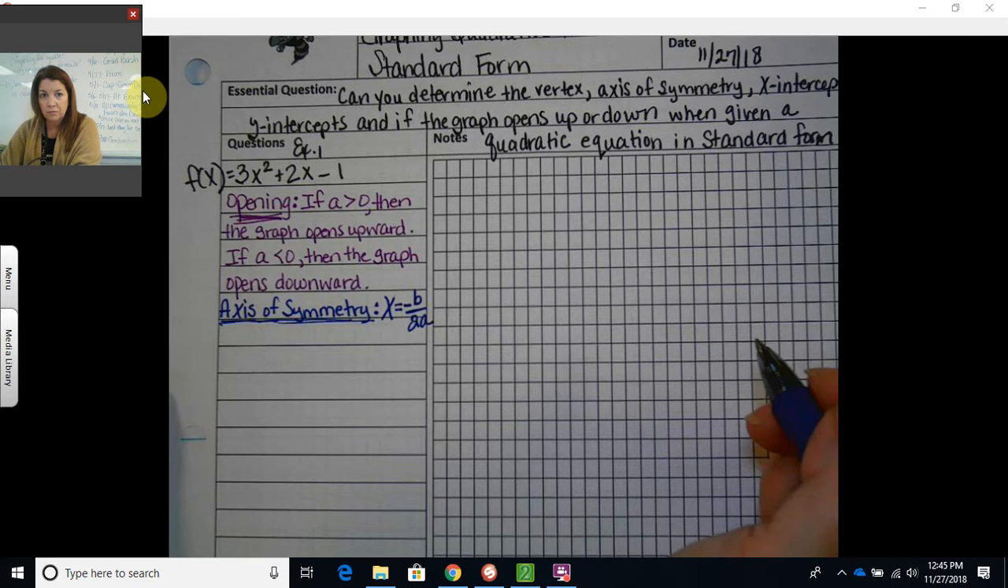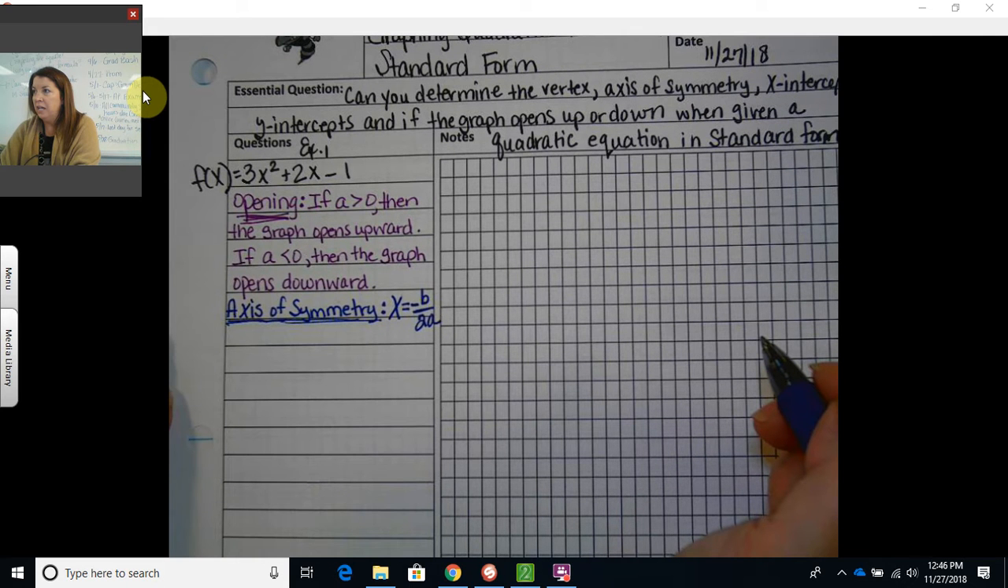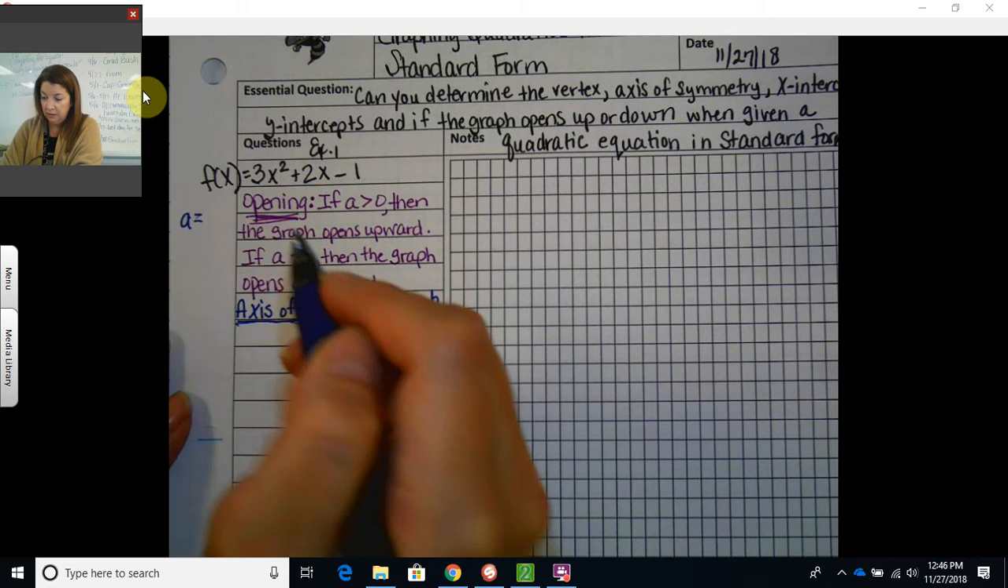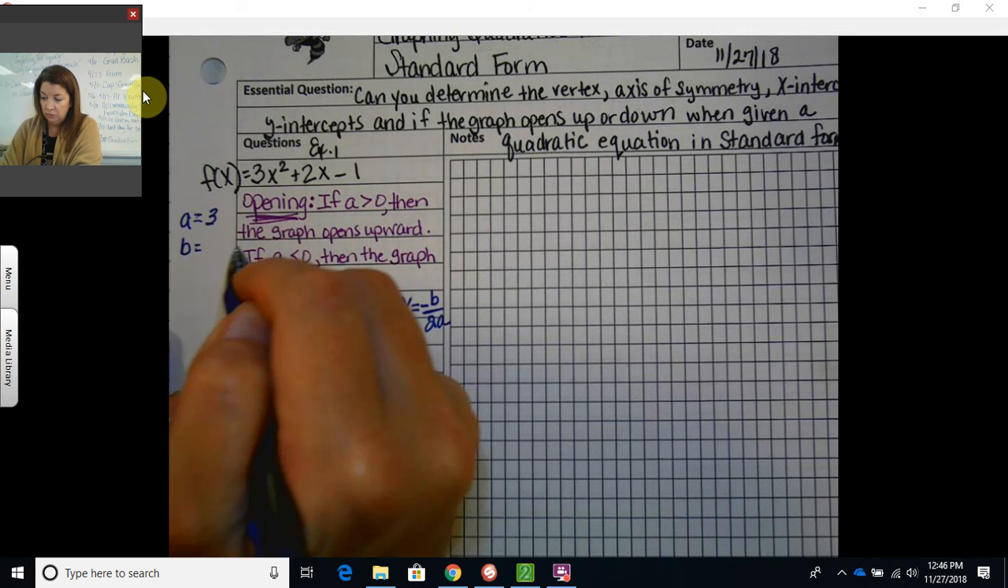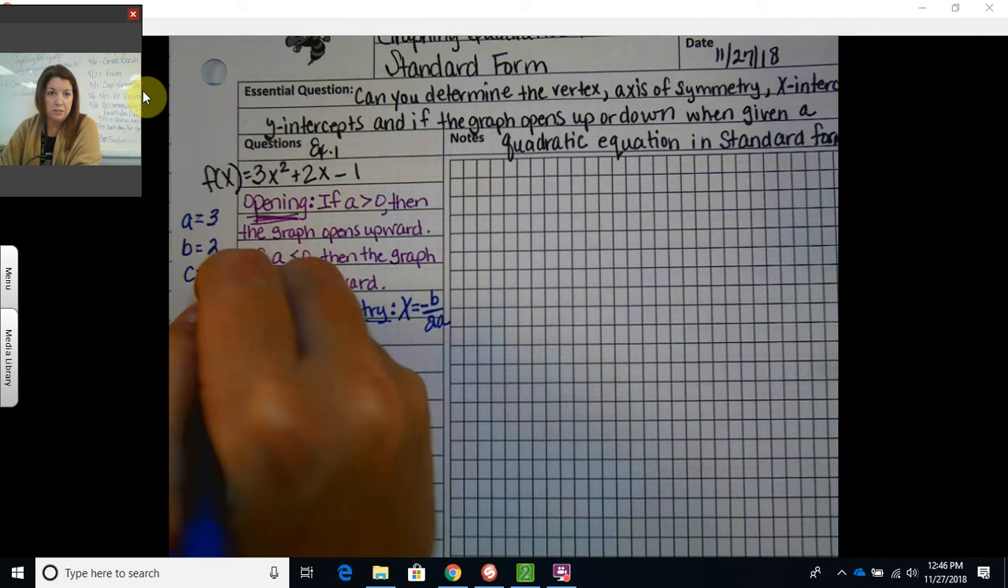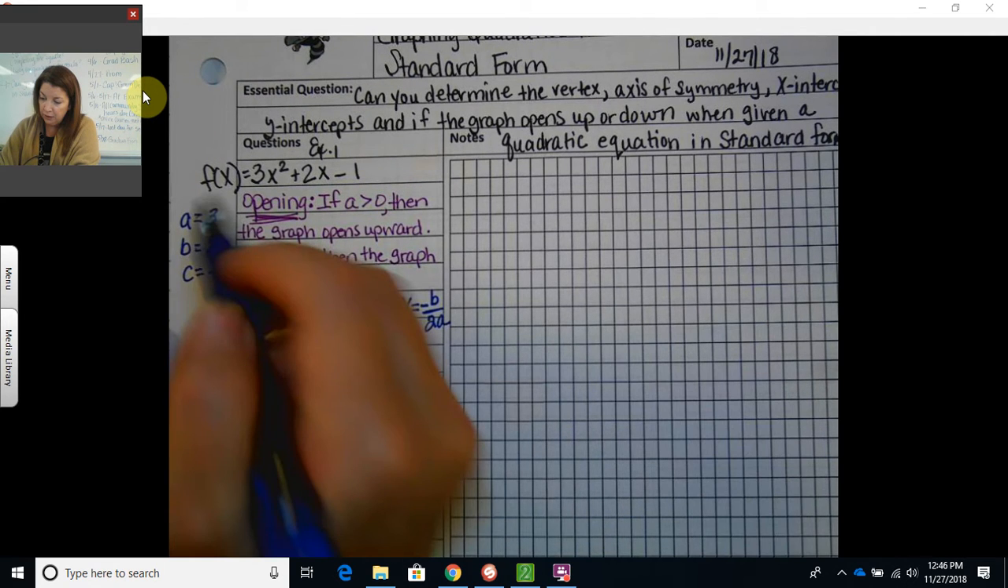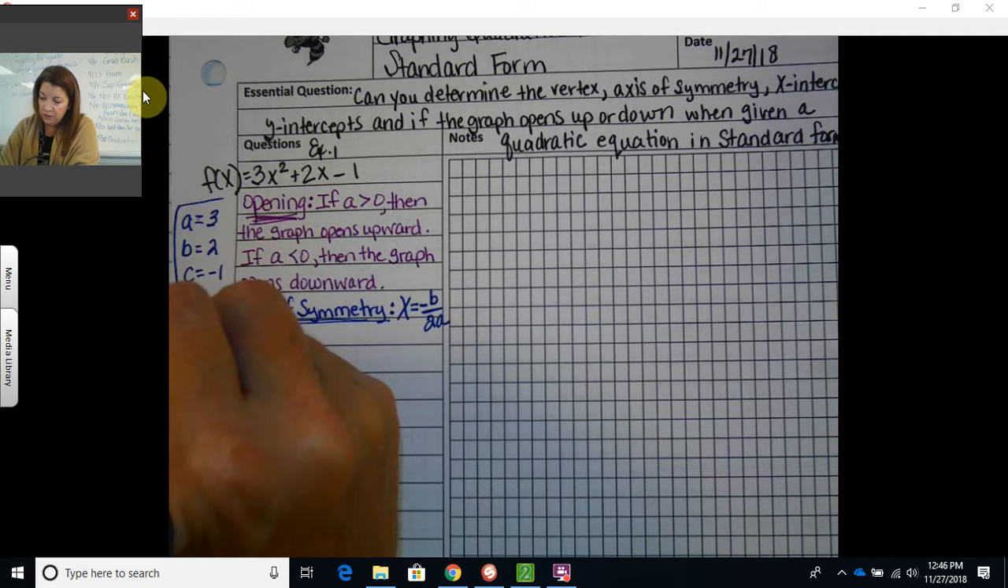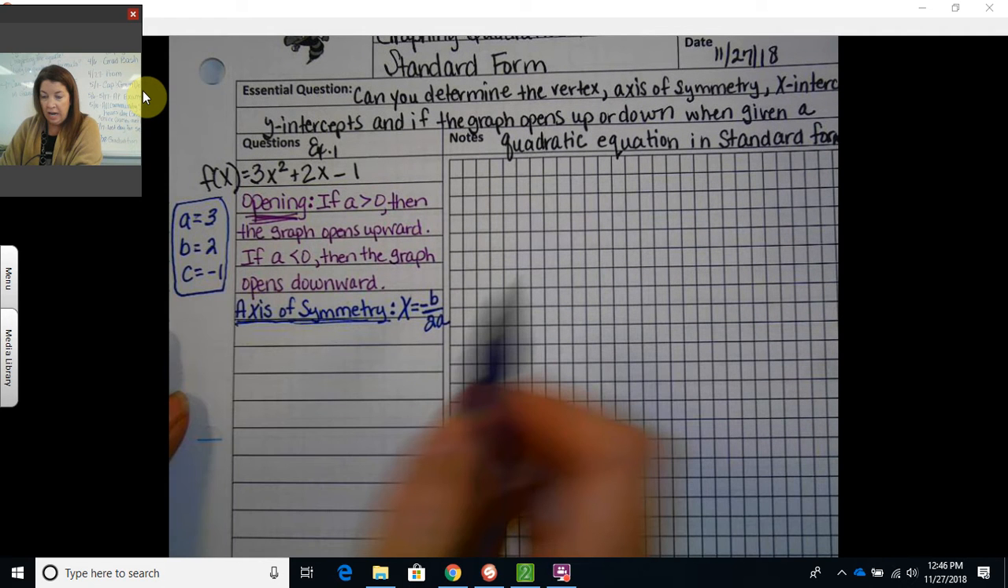And I meant to define what a, b, and c was a little above, but I'll just do that over here on the side. What is my value for a? 3. B equals 2. And c equals negative 1, which I don't need for the vertex, but I will later on down the road.